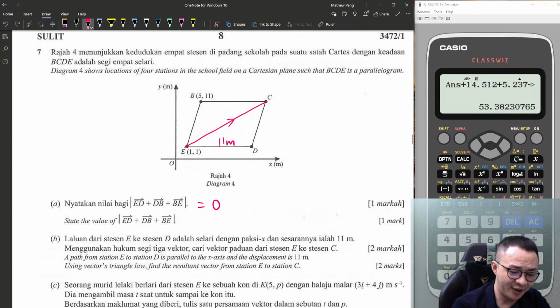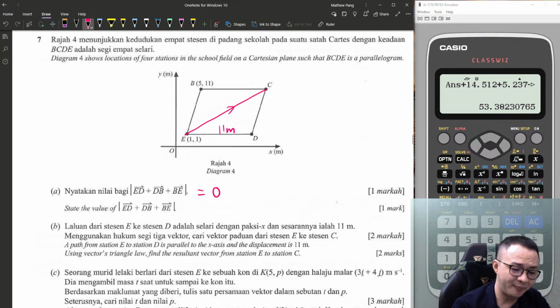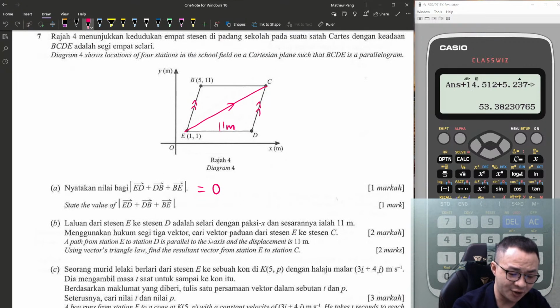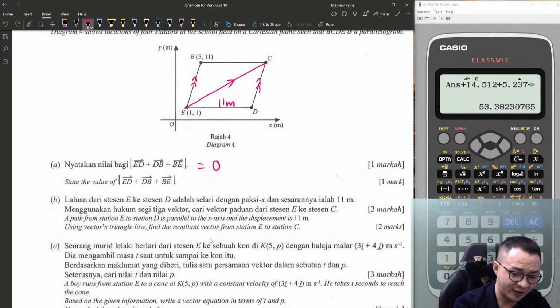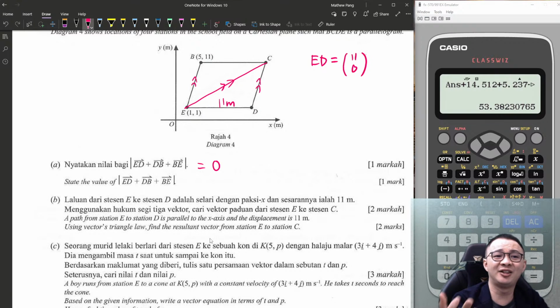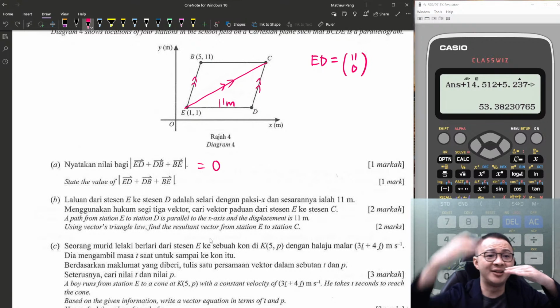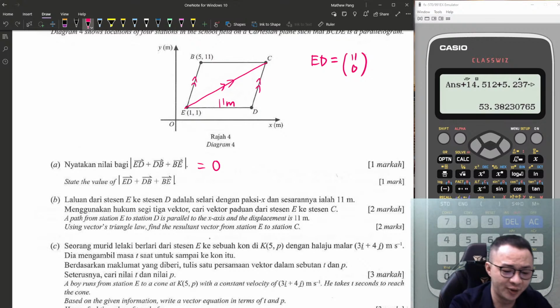So from here, it's not bad, right? Because we know these two have the same gradient. I would just assume what they want. They want the resultant vector, right? They want us to find this vector. So this one, E to D, I'm going to write in vector form. I would just assume this moves 11 units, so it should be 11, 0. Because it's parallel to the x-axis, it doesn't move up and down, so the y value is 0.